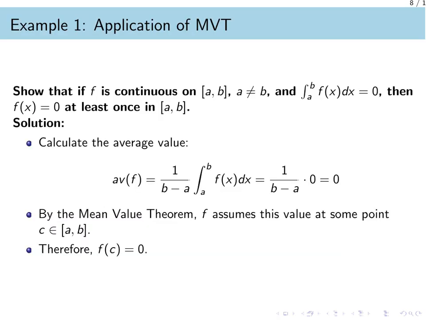Here is a practical application of the mean value theorem demonstrating how we can deduce function behavior from an integral. Suppose we know that the integral of a continuous function f over an interval from a to b is 0, and that a does not equal b. By calculating the average value, we divide the integral, which is 0, by the width of the interval, resulting in an average value of 0. According to the mean value theorem, the function must assume this average value at some point within the interval. Therefore, we can conclude with certainty that f of c equals 0 at least once between a and b.